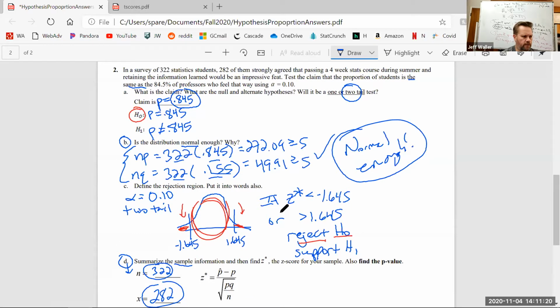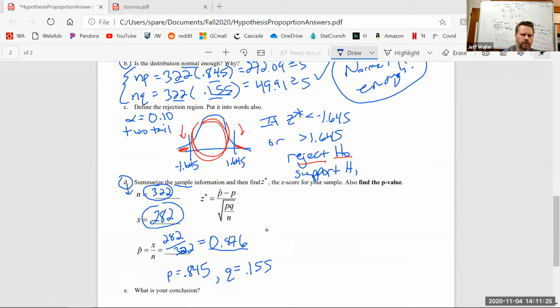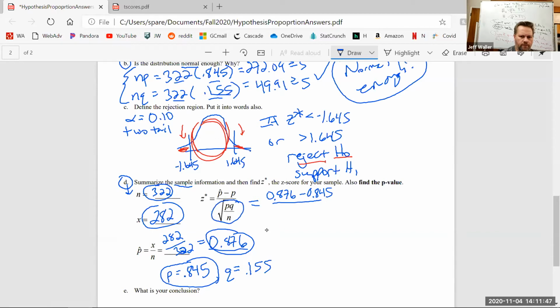And of course, I used that earlier here. Is everybody with me? Yes, Catherine, it's always 1 minus p. So now I've got everything I need for this formula. It's my data, 0.876, minus the supposed number, 0.845, all over the thing we stole from the confidence interval formula. So it'll be 0.845 times 0.155 divided by 322.